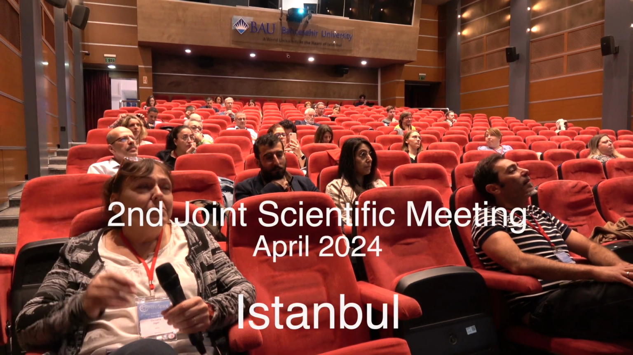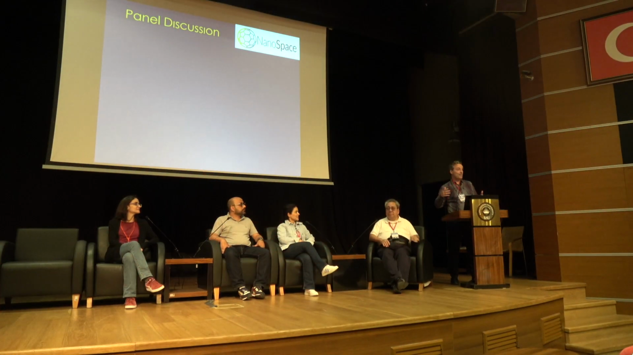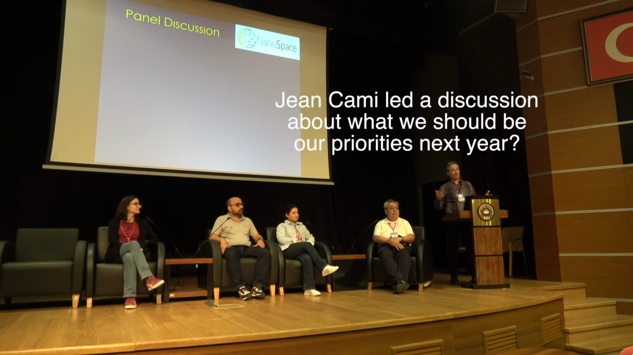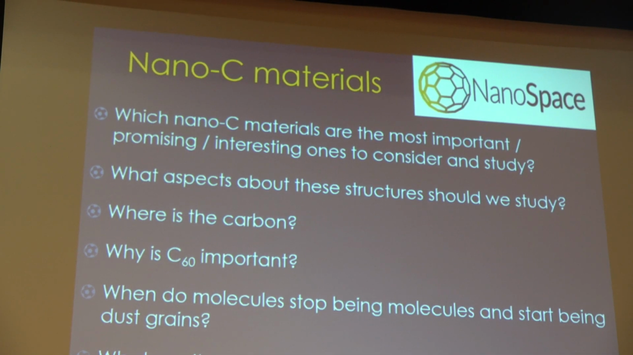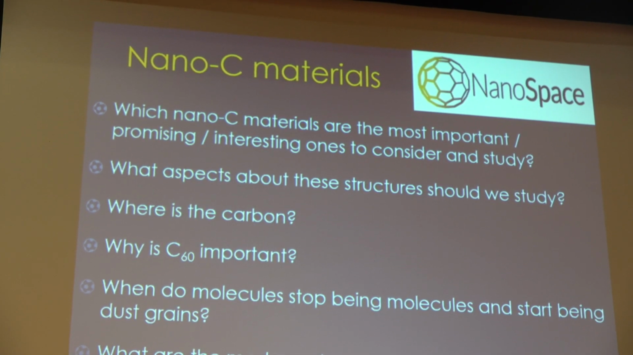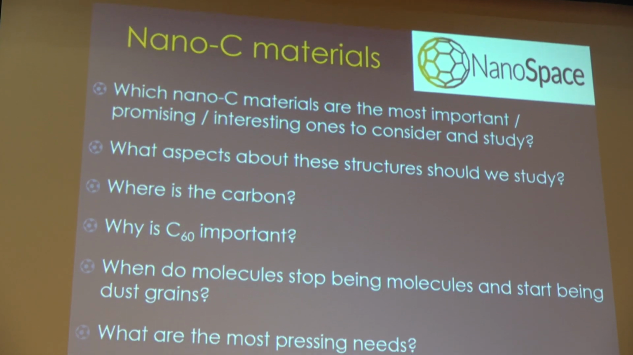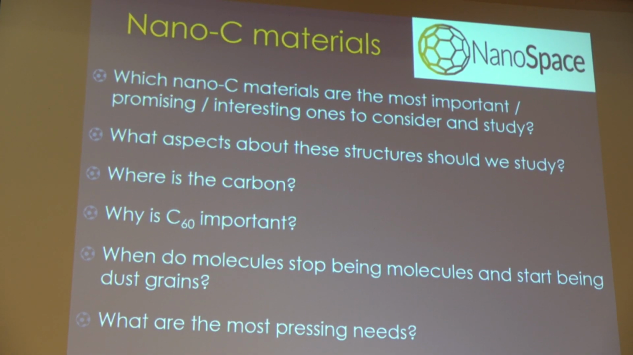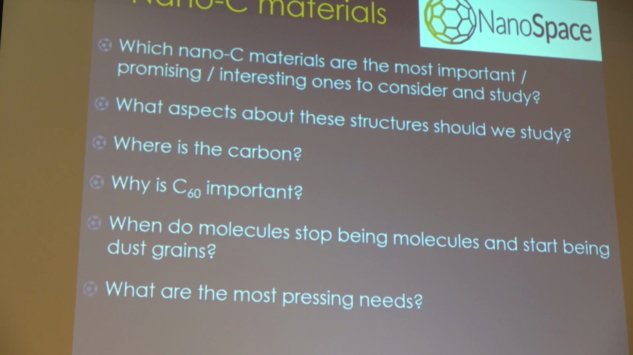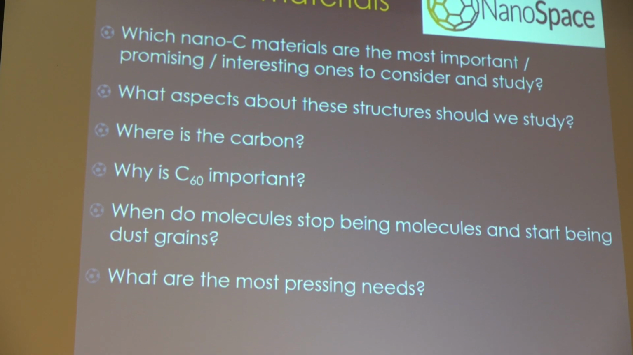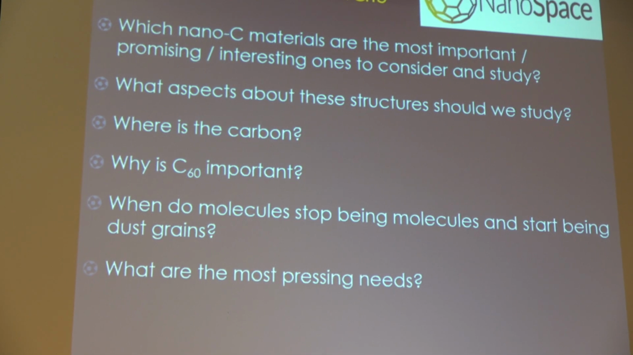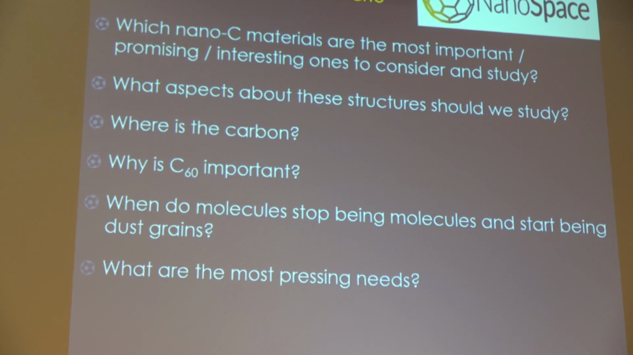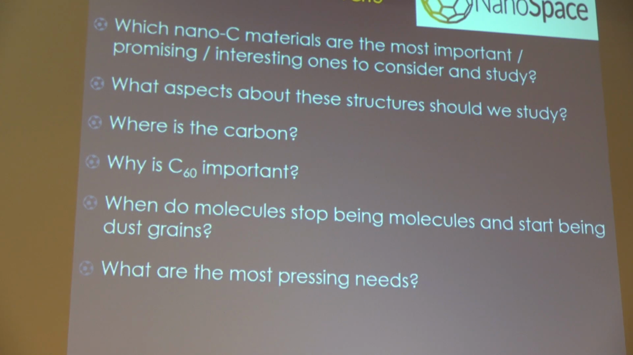The first topic is going to be about the material. We've been talking about a lot of different things this week in terms of what constitutes nanocarbon in space. So we have a few questions about that. We've talked about various forms of nanocarbon materials. There's a lot of different types, and one of the questions is what should we focus on first? Ideally we want to understand everything, but which of these materials are the most important, promising, interesting areas to consider and study? And the final question is, what are the most pressing needs in terms of figuring out those nanomaterials?